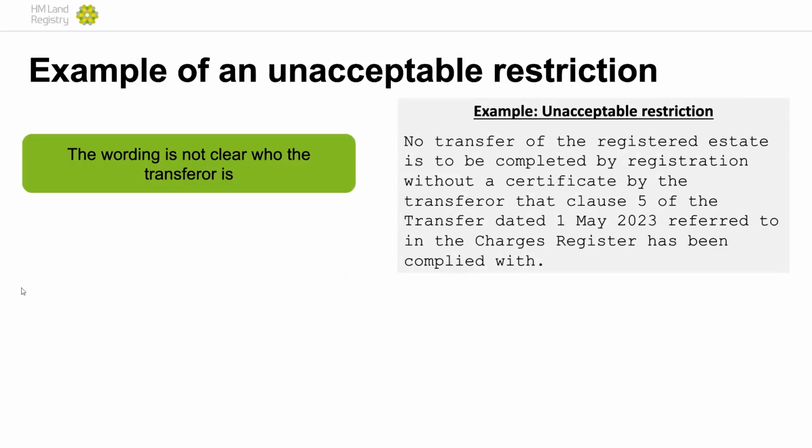In this example, the wording applied for is unacceptable because it is not clear who the transferor is. It could refer to the transferor at the time the restriction was registered, or the transferor at the time of the disposition that is caught by the restriction. Since requisite restrictions often stay on the register despite a change of ownership, these could be different people.